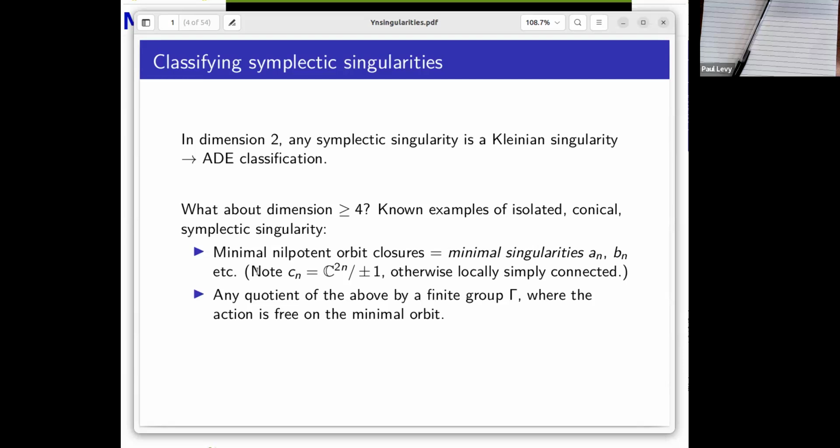Okay, the thing that you notice about these is, if you have an isolated singularity and you remove the singular point, you might ask, what is the fundamental group of that smooth part? That's the local fundamental group. For the minimal singularities, with the exception of type C, these are always locally simply connected, so there are no covers. Type C is different. As you can see there, it's got fundamental group S2. But any one of these quotients is going to have a non-trivial local fundamental group. You can think of that as saying there's some cover. Obviously there's a cover: it's the minimal nilpotent orbit closure.